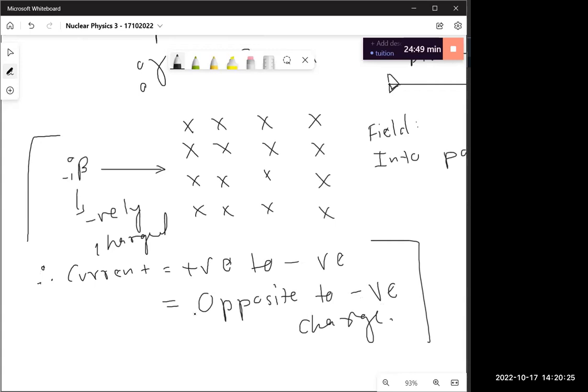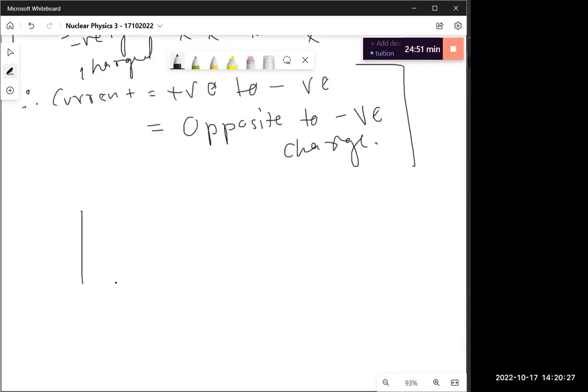Opposite to negative charge. Look, if I have a circuit like this, and this is the positive terminal, and this is the negative terminal. How is the current flowing? From which to where? Positive to negative, like this. Fine. So it's going from positive to negative.